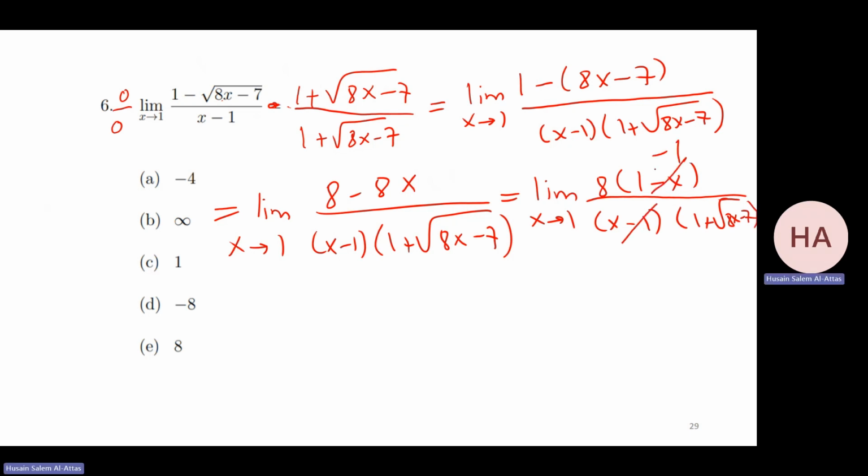This cancelled with this with the minus sign. So we have minus 8 over 1 plus 8 minus 7, square root of 1, so 1, over minus 8 over 2, which is minus 2.